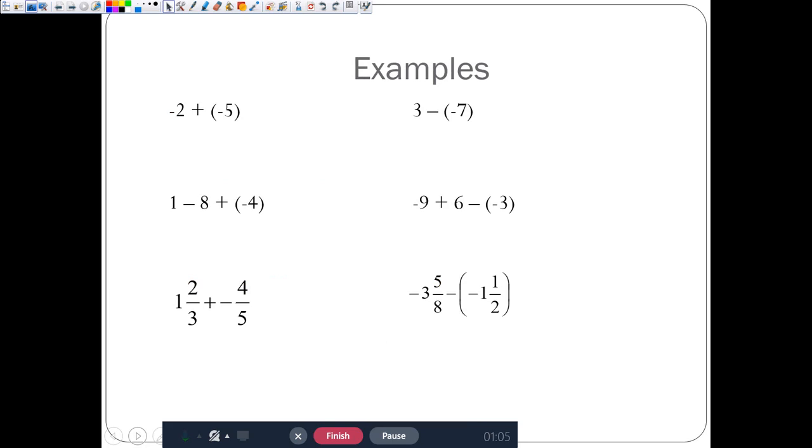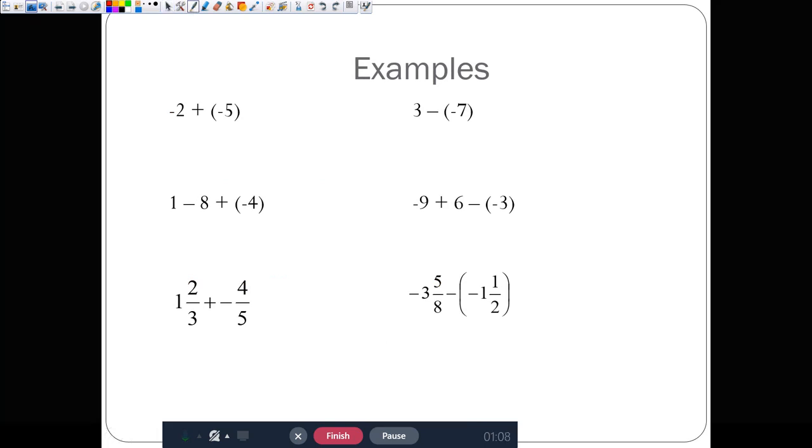Okay, so here we are adding a negative number plus a negative number. So my answer is going to be negative. And then we just add the two integers. So 2 plus 5 is 7. So my answer is negative 7.